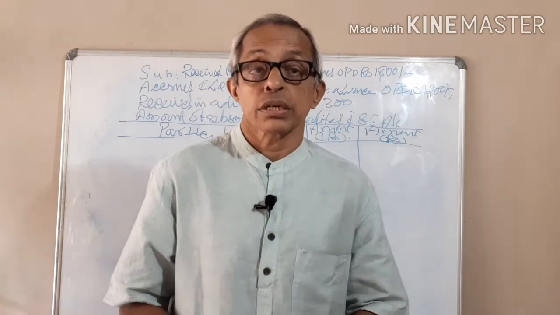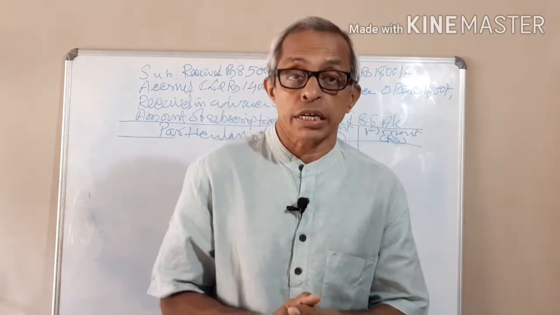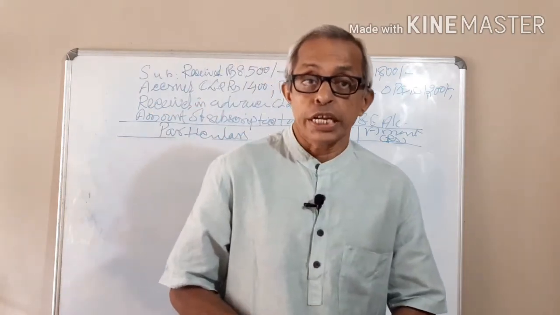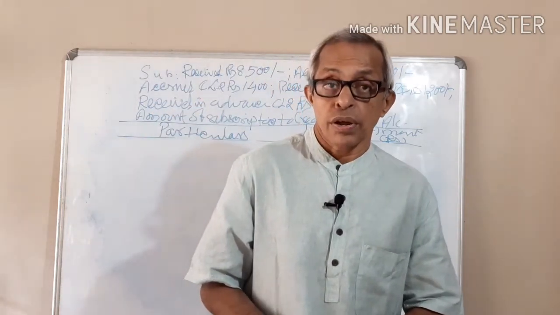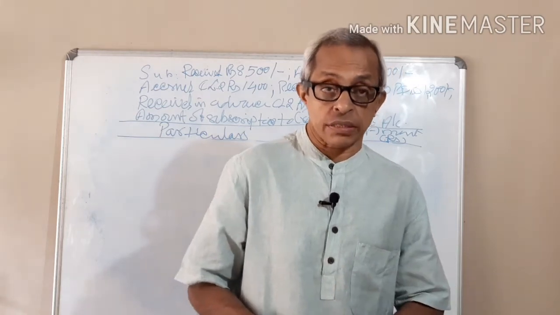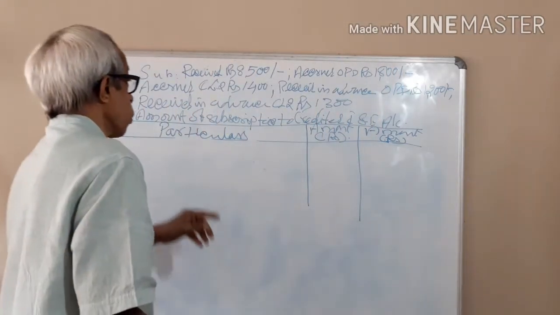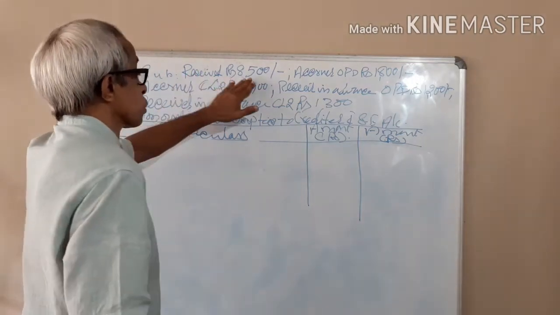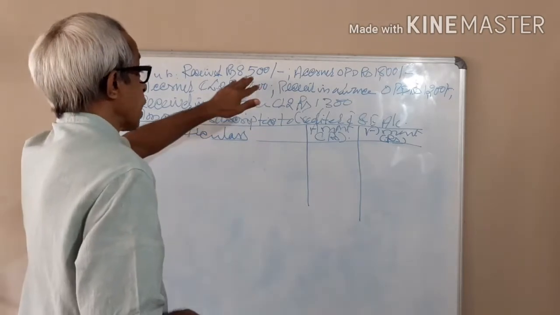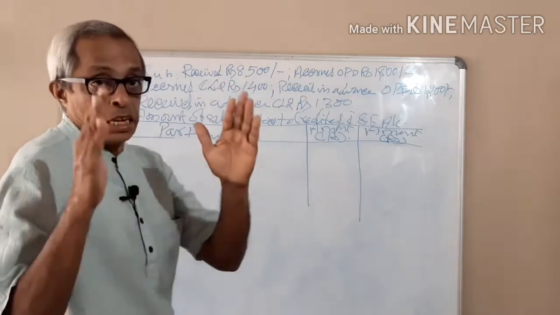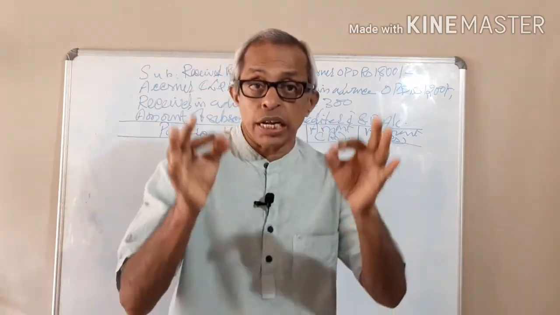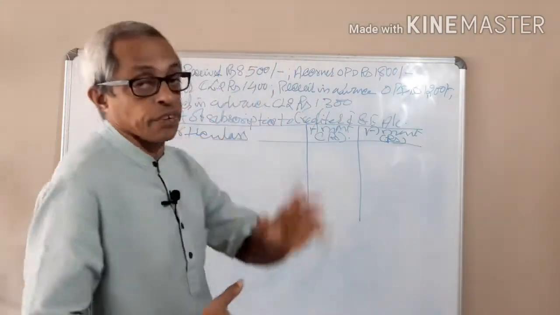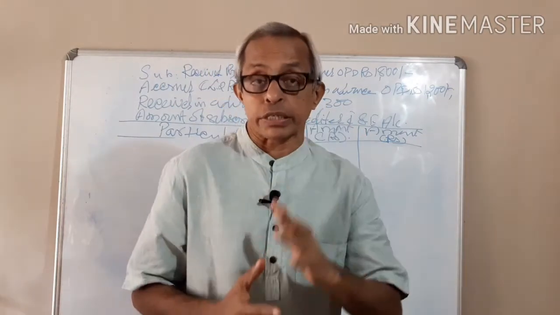Dear students, today we are going to study the subscription amount to be credited to Income and Expenditure Account from the given figures. So, the first item is subscription received during the year. That is 8,500. That is subscription actually received during the year, which we have taken from receipts and payments account.